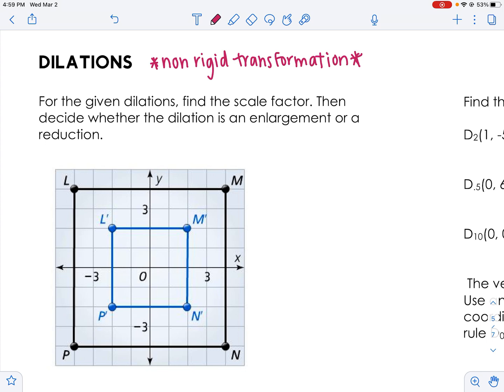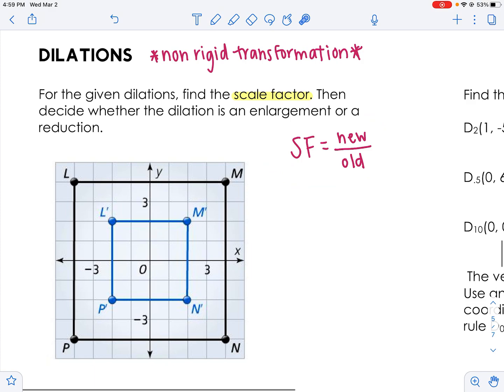So it says for the given dilations, find your scale factor and determine if it's an enlargement or reduction. Now remember, our scale factor formula is new over old. Think of it like pancakes or clothes. Whenever you're making pancakes, you put the fresh pancake, the new one, on top of the old one. And clothes, typically if you go shopping, doesn't your new stuff go at the front of your closet? It's the same thing with our scale factor formula, new over old.